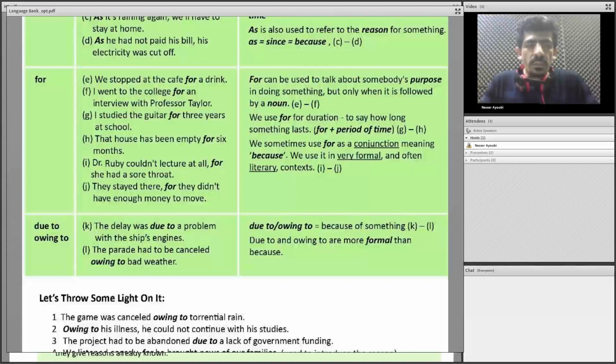I, Dr. Robbie couldn't lecture at all, for she had a sore throat. Again, reason. J, they stayed there, for they didn't have enough money to move. For can be used to talk about somebody's purpose in doing something, but only when it is followed by a noun. It is important when it is followed by a noun, as in sentences E and F. For a drink, for an interview.